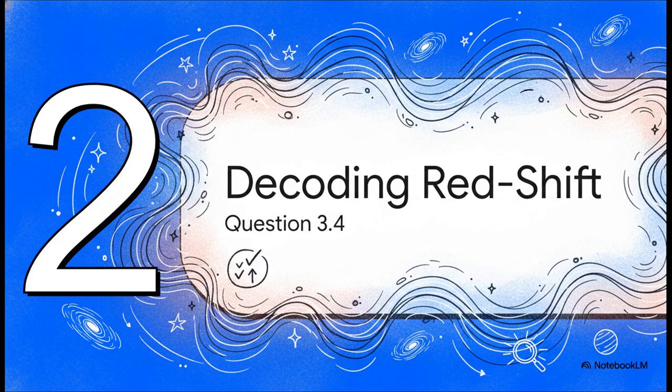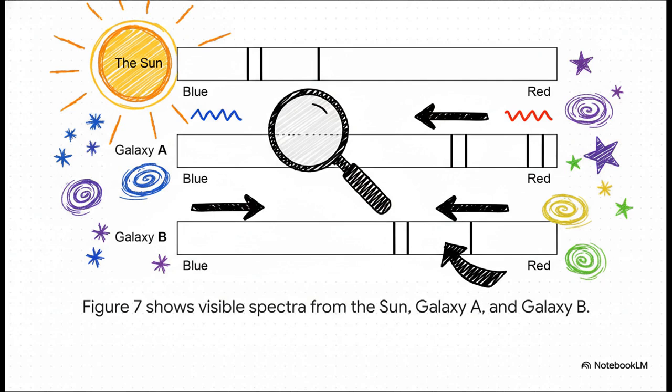So let's see how the question starts to build on that foundation. We're moving into the more analytical stuff now, decoding redshift. This one's worth 3 marks, and it's all about interpreting what you see. And this is the picture they give you.